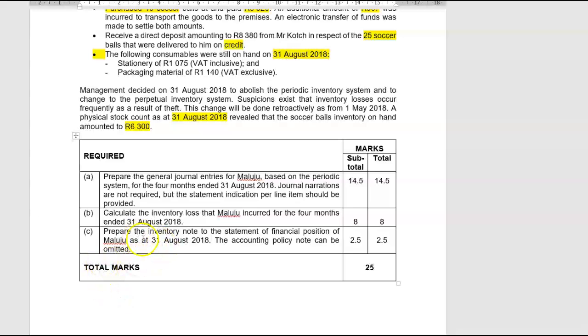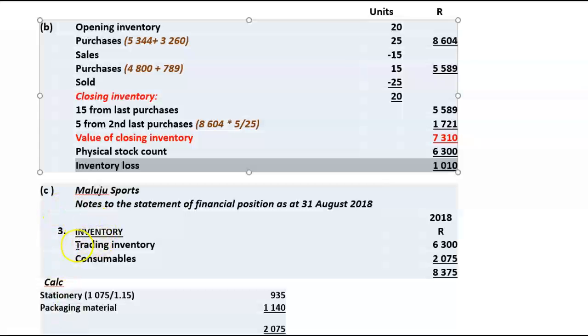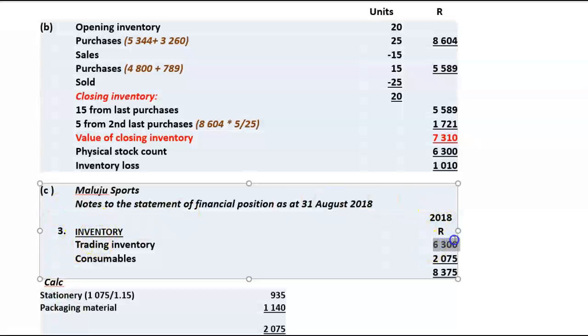Last part of the question says, prepare the inventory note to the statement of financial position. The accounting policy note can be omitted. So if you go to the actual inventory, trading inventory is now not going to be reflected at the theoretical value, but at the actual value of physical stock on hand, which is 6,300 Rand.